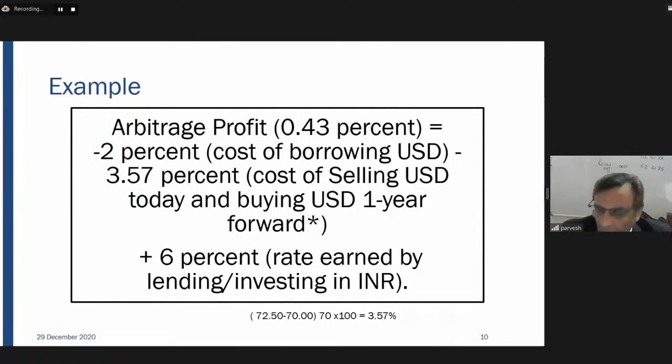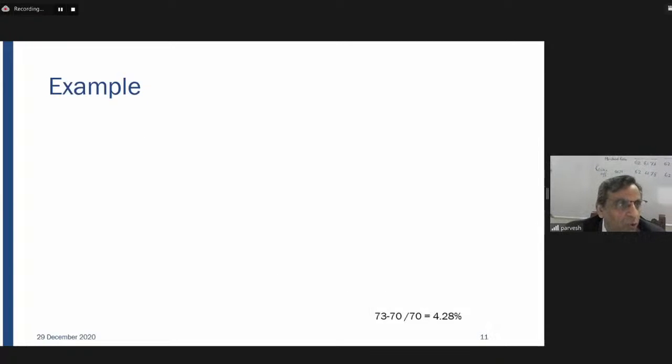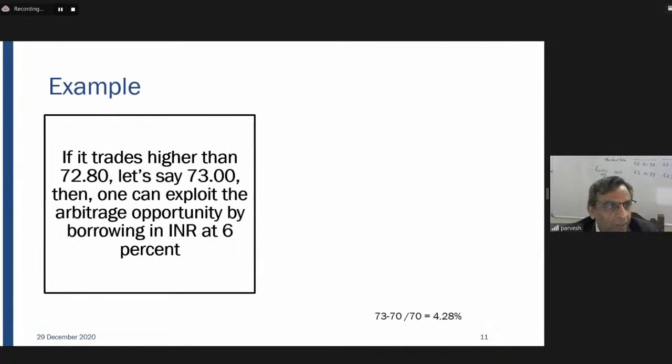Okay. Now this is the normal arbitrage. Now let's go for a reverse arbitrage. If it trades higher than 72.8, now the forward rate should be 72.80, which is called the no arbitrage rate, where exactly the interest rate differential is playing out in reality. Let's say the rate is 73. Okay, so that means the rupee has depreciated more than 4%, or the dollar has appreciated more than 4% compared to the rupee. So the arbitrage will come into play.